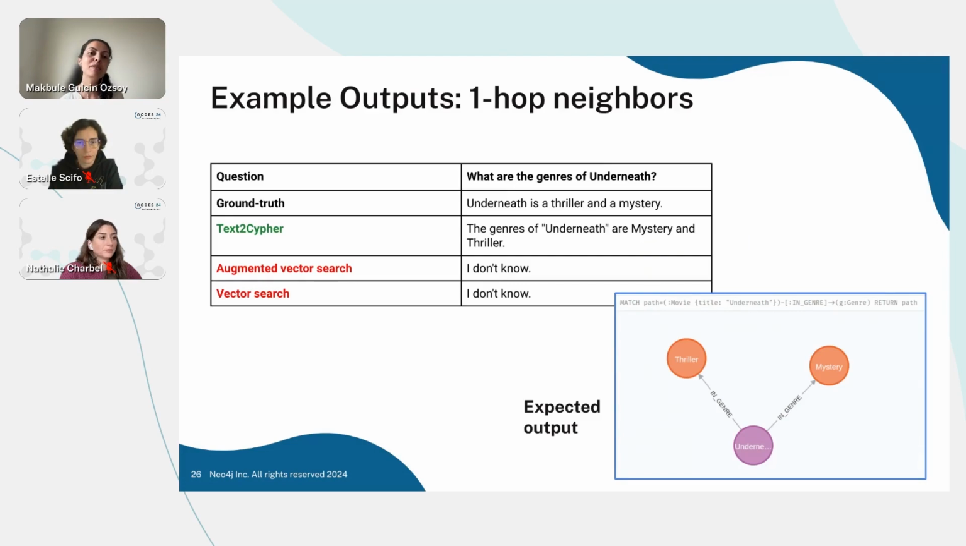When we check the questions themselves, we explore the questions and their answers. As you see, in our database, we are looking for the genres of a certain movie. In our database, genres are different nodes. That means we need to execute one-hop neighbor exploration. And when we look at the results, vector search is not able to answer the question. Augmented vector search also wasn't able to. However, text-to-cipher was able to find the right answers.